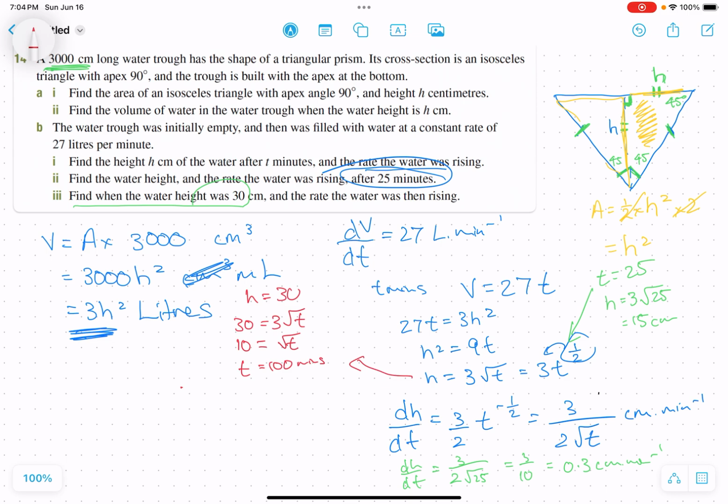So if I then put that time in my dh/dt, I can find the rate as well. So I'm going to have 3 on 2 square root 100, which we know is 10. So I'm getting 3 on 20, which we can just leave like that. We can say 3 on 20 as a rate, centimetres per minute.